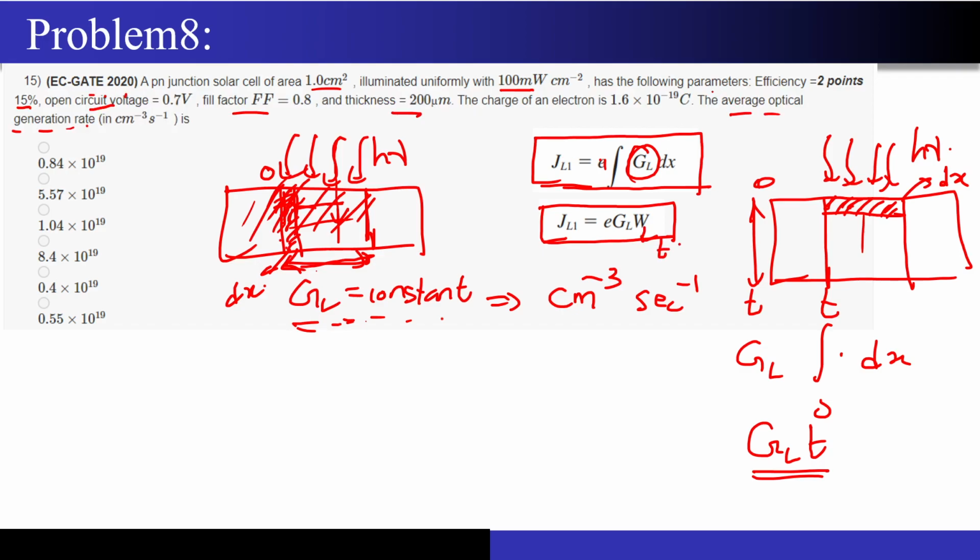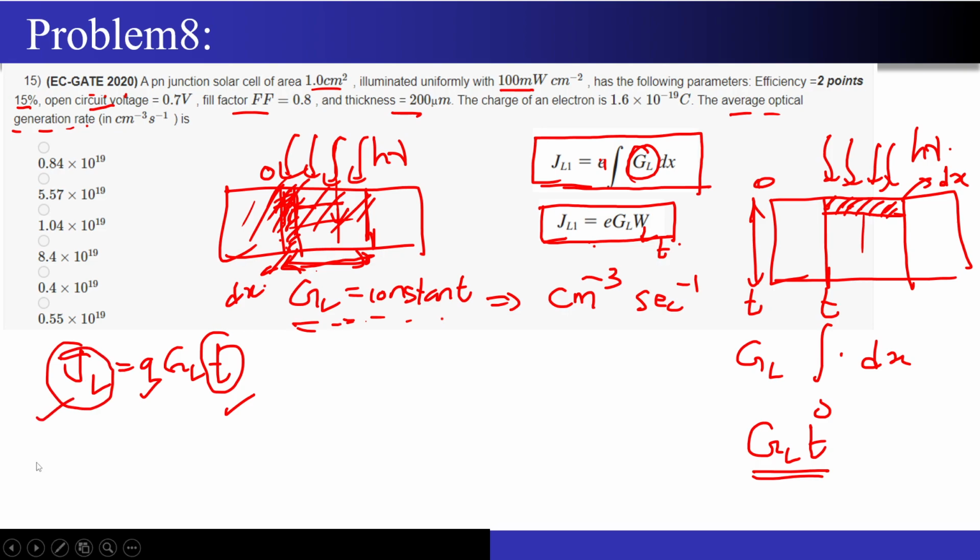So now they are asking us to calculate the average optical generation rate. If I use this equation, then I have JL is q into GL times the thickness, that is t. The thickness I already know, the value of q I know, the JL, let me check whether I know the value of JL or not. See, the JL has not been given directly. I am the one who is going to find this JL, and the moment I find this JL, I will be easily able to find out this average optical generation rate. Now you will ask me the second question, how to find the value of JL over here?